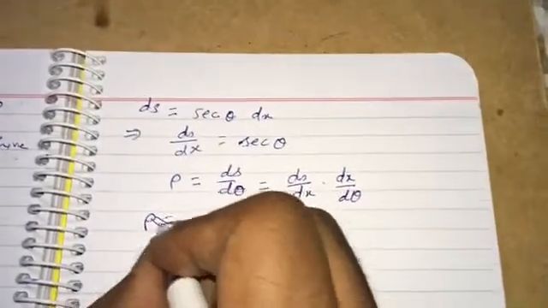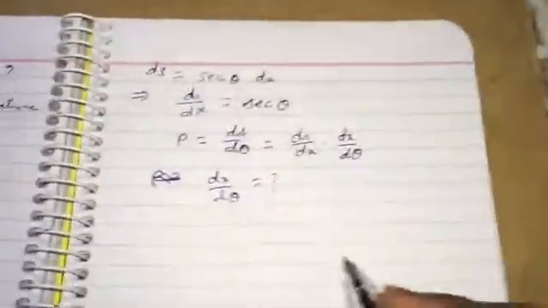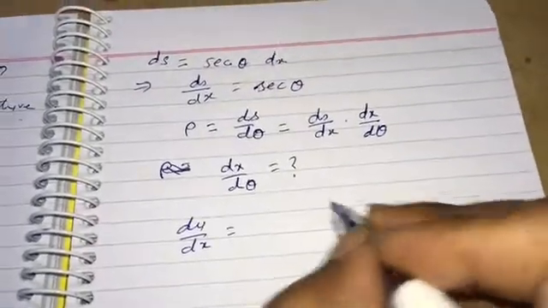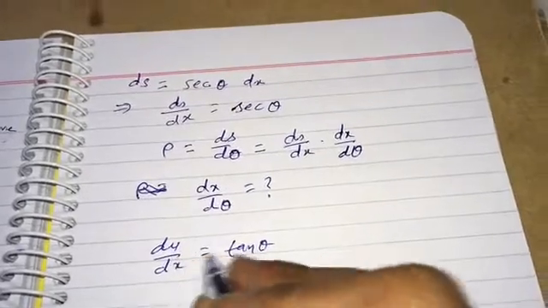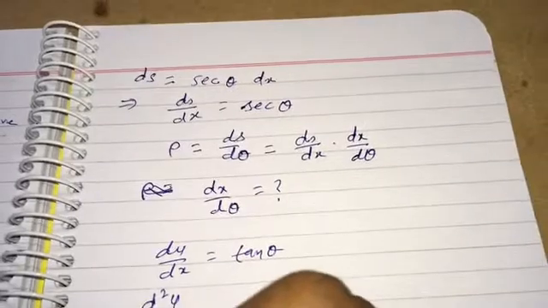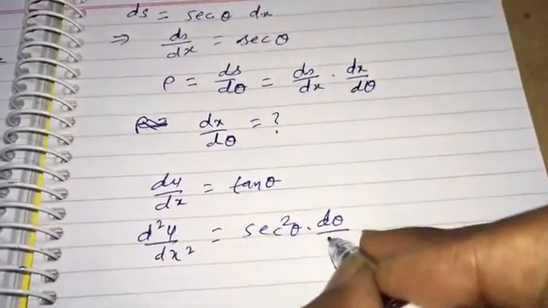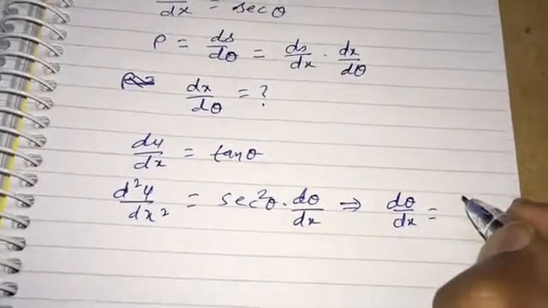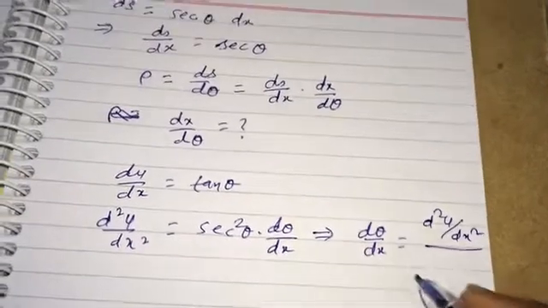So the question now is dx over d theta. If we get this, then we can get the value of rho automatically. In order to find it, we have to use a trick. We know that du over dx equals tan theta. We differentiate again, and we will get a d theta over dx term. So d square u over dx square equals sec square theta times d theta over dx. That really means we can now get d theta over dx equals d square u over dx square over sec square theta.